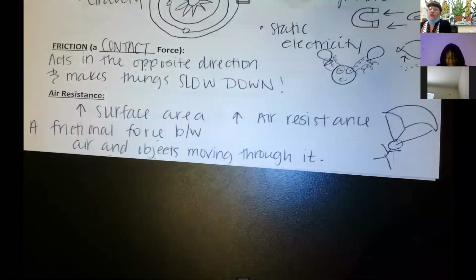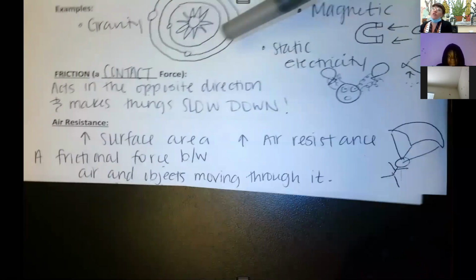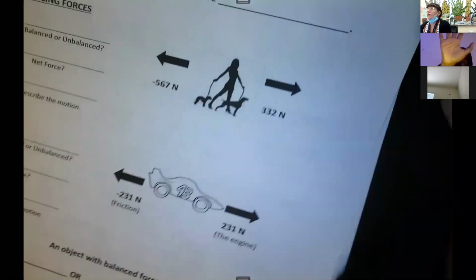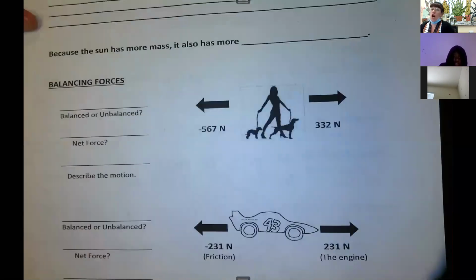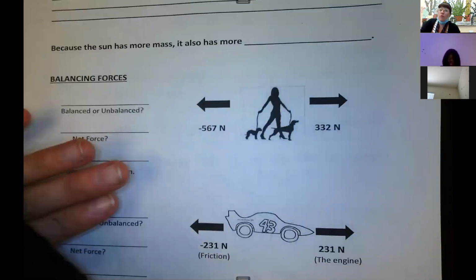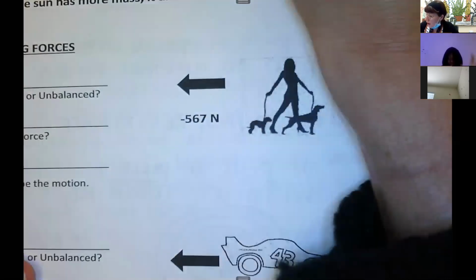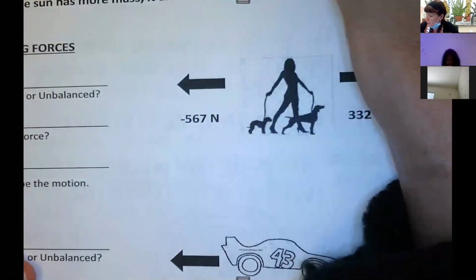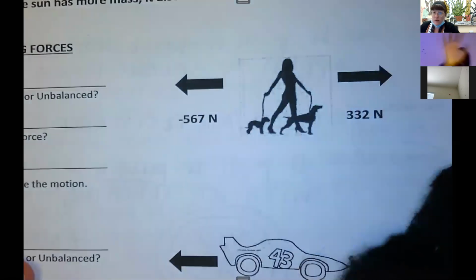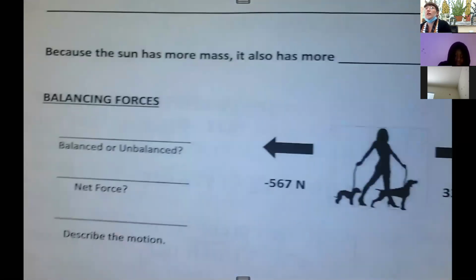How does the force of gravity on Earth compare to the force of gravity on the moon? Which one has more gravity? Earth. Why does Earth have more gravity? Earth has more gravity because, Brennan? Think about our demonstrations that we did in class.